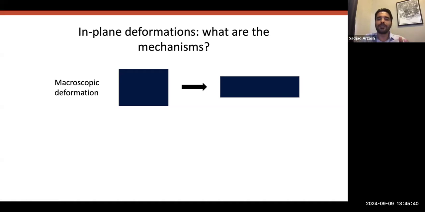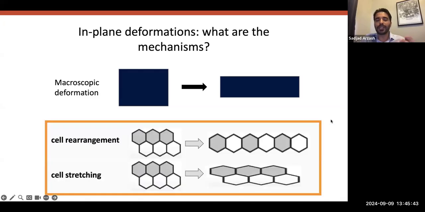If you think about mechanisms that could be responsible for this, schematically, we can think about cell rearrangements, right? How cells can rearrange themselves to go from a structure like this to a more elongated structure like that. That's going to increase the length of the tissue and contract it in the y direction. As well as stretching, right? If you just stretch this tissue, you can also increase this aspect ratio. So how can we understand this process?